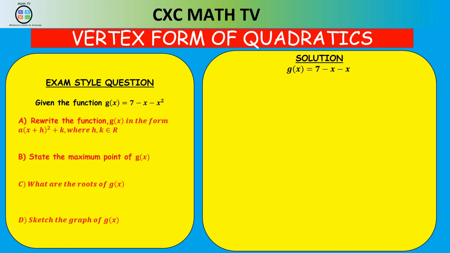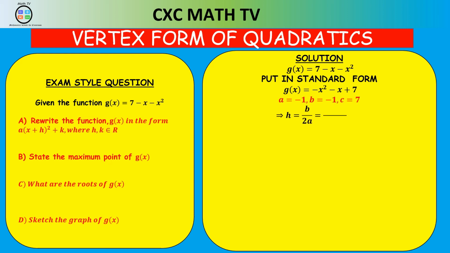So we rewrite g of x as negative x squared minus x plus 7. And we write down our a, b, and c. Once we write down a, b, and c, a is negative 1, b is negative 1, c is 7. We then use the formula h is b over 2a. So it's negative 1 over 2 times negative 1, which is a half. And then we use the formula for k and input a, b, and c as their respective values. Put that into the calculator, so k is 29 over 4.